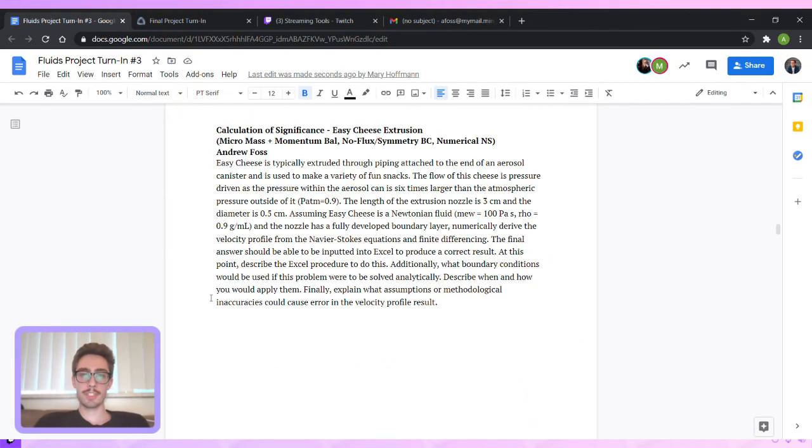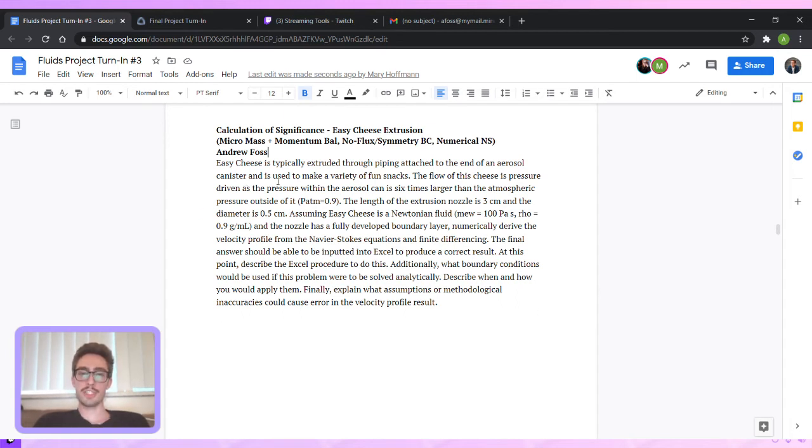The next problem deals with easy cheese extrusion. We're going to look at another Navier-Stokes equation in which we're using the microscopic mass and momentum balances, as well as taking a look at where a no-flux symmetry boundary condition could be applied, in addition to a numerical Navier-Stokes solution.